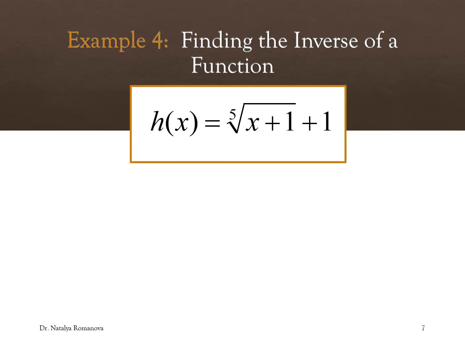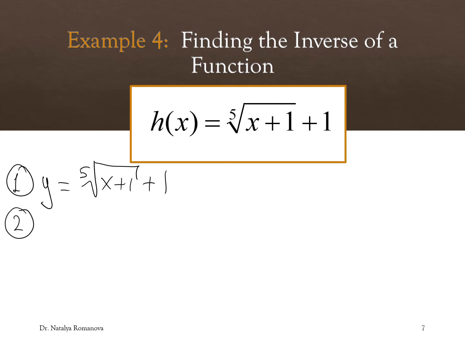Next example, we have to find the inverse of the following irrational function h of x. The first step, we replace h of x with y. Step 1, y equals 5th root of (x plus 1) plus 1. The second step, we have to interchange x and y. We interchange x and y: x equals 5th root of (y plus 1) plus 1.